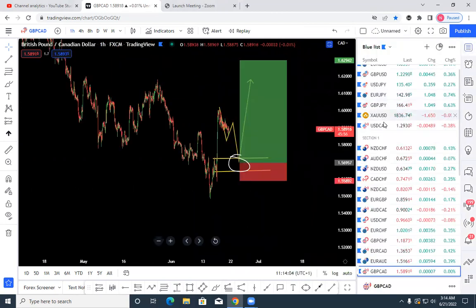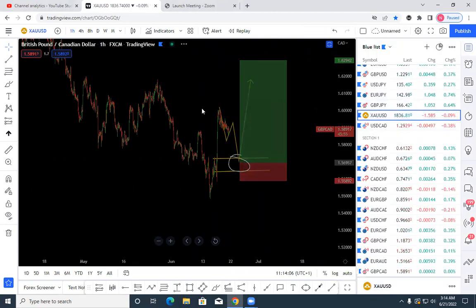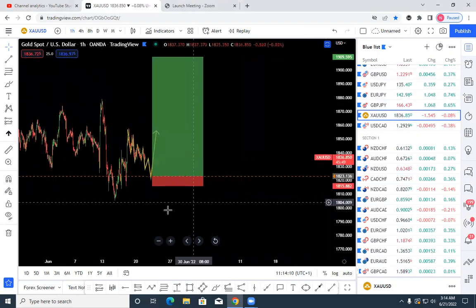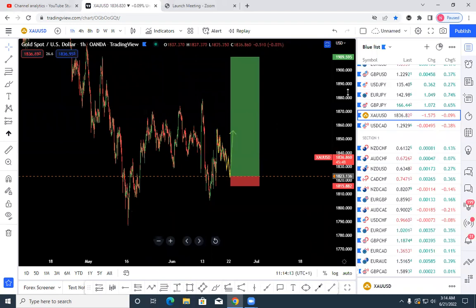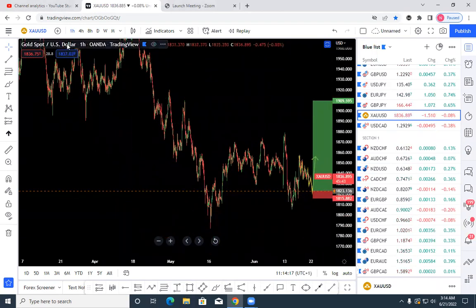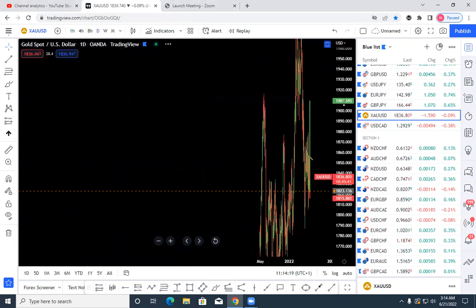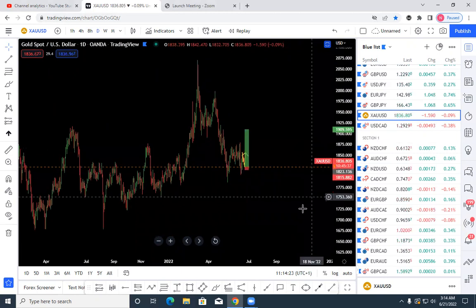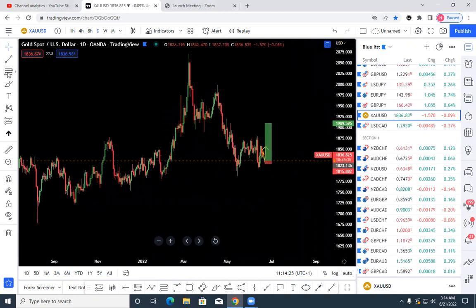Then looking at gold, guys. All right, looking at gold. Of course, you know that we are looking for a sell opportunity in gold, because the overall structure is pointing down to sell.